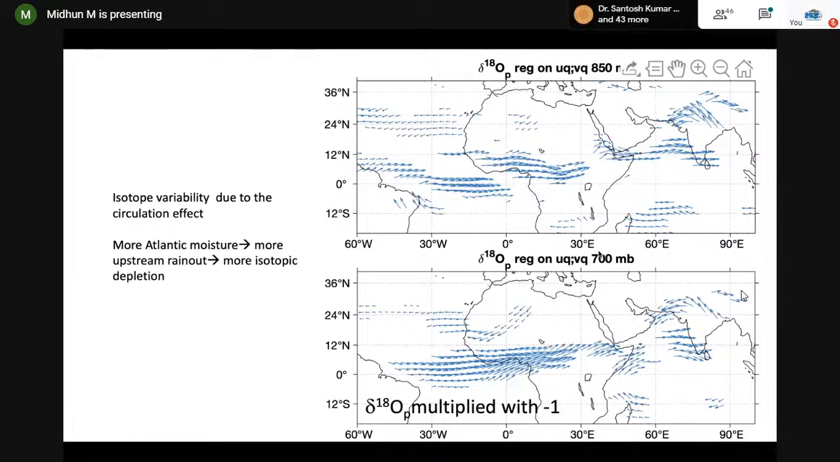Whereas when moisture is coming from the Atlantic towards Addis Ababa, a lot of rain is happening before it arrives here. So all the heavy isotope will preferentially condense there. So the remnant vapor will have more negative isotope anomalies. So this leads to a depletion in Addis Ababa delta 18.